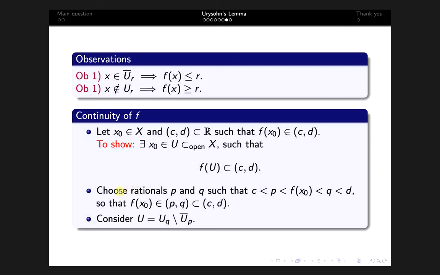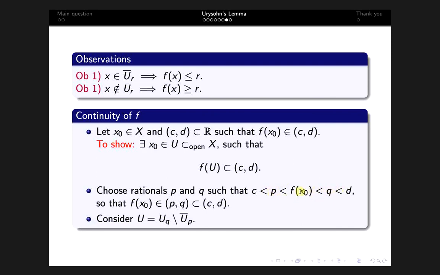So here is the proof. Choose rationals P and Q such that P is in between C and f of x naught, and Q is in between f of x naught and D. Because f of x naught belongs to (C, D), C is strictly less than f of x naught, and between C and f of x naught we have a rational P, and similarly there exists a rational Q in between f of x naught and D. So choose any such two rationals P and Q.